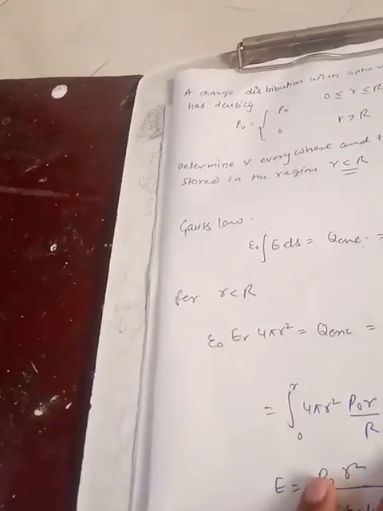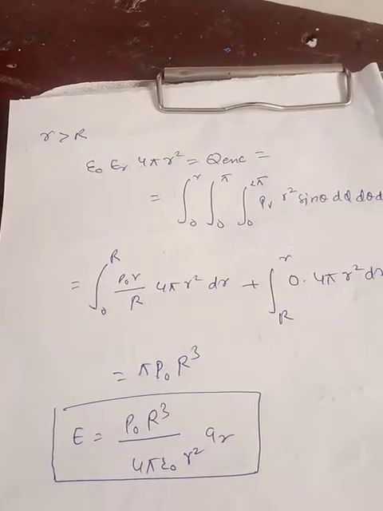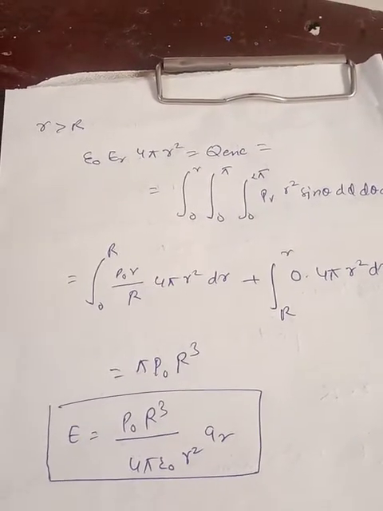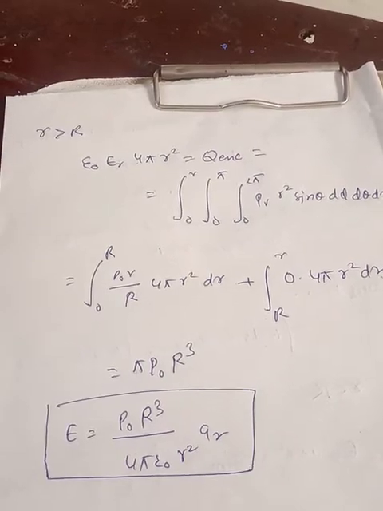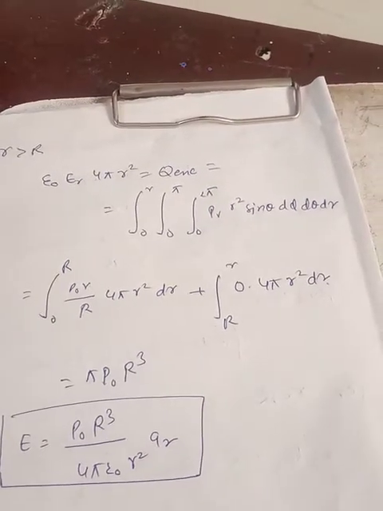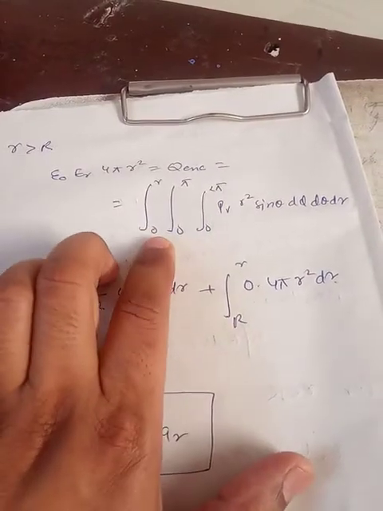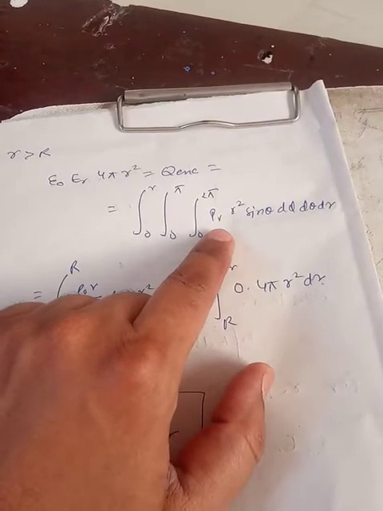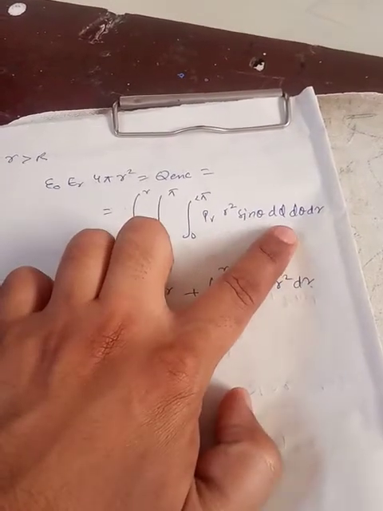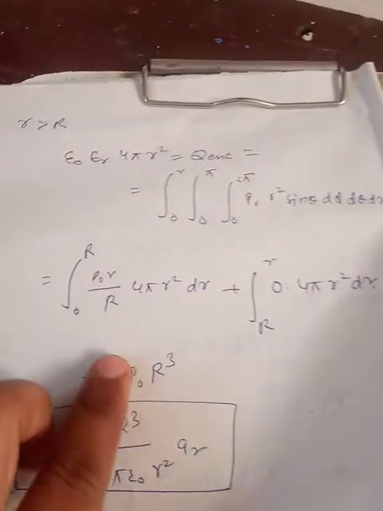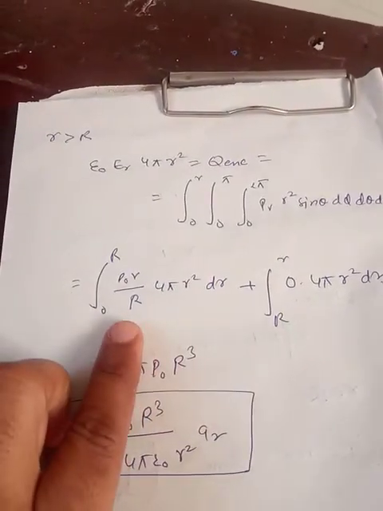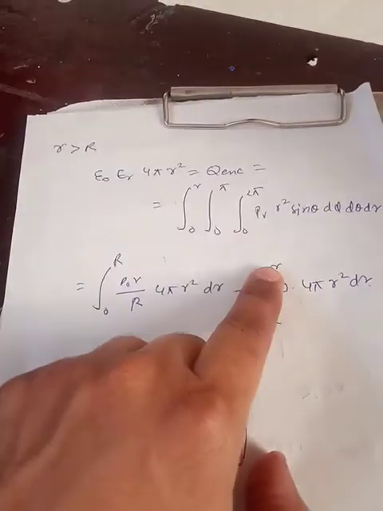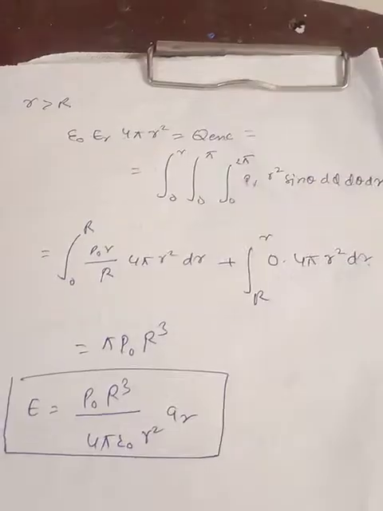Now if small r is greater than capital R, it will become epsilon 0 E_r 4 pi r square equals Q enclosed. Because it is in spherical coordinates, it can be written as the integral from 0 to r, 0 to pi, 0 to 2 pi of rho_v r square sin theta d phi d theta and dr. If you solve this equation, first we move from 0 to R, and then from R to small r.